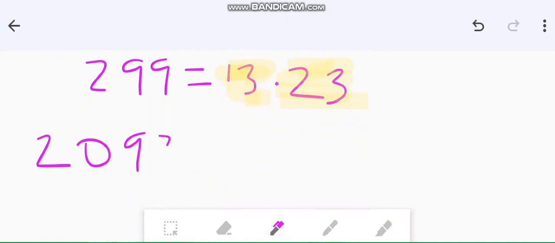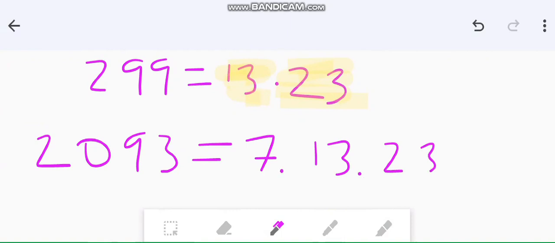So 2093 has 3 prime divisors: 7, 13 and 23. If you find the product, it will result in 2093. So for 2093, the prime divisors are these, not the factors. Factors is a different thing. Prime divisors means if we find the product of these primes, it will result in 2093. Okay.